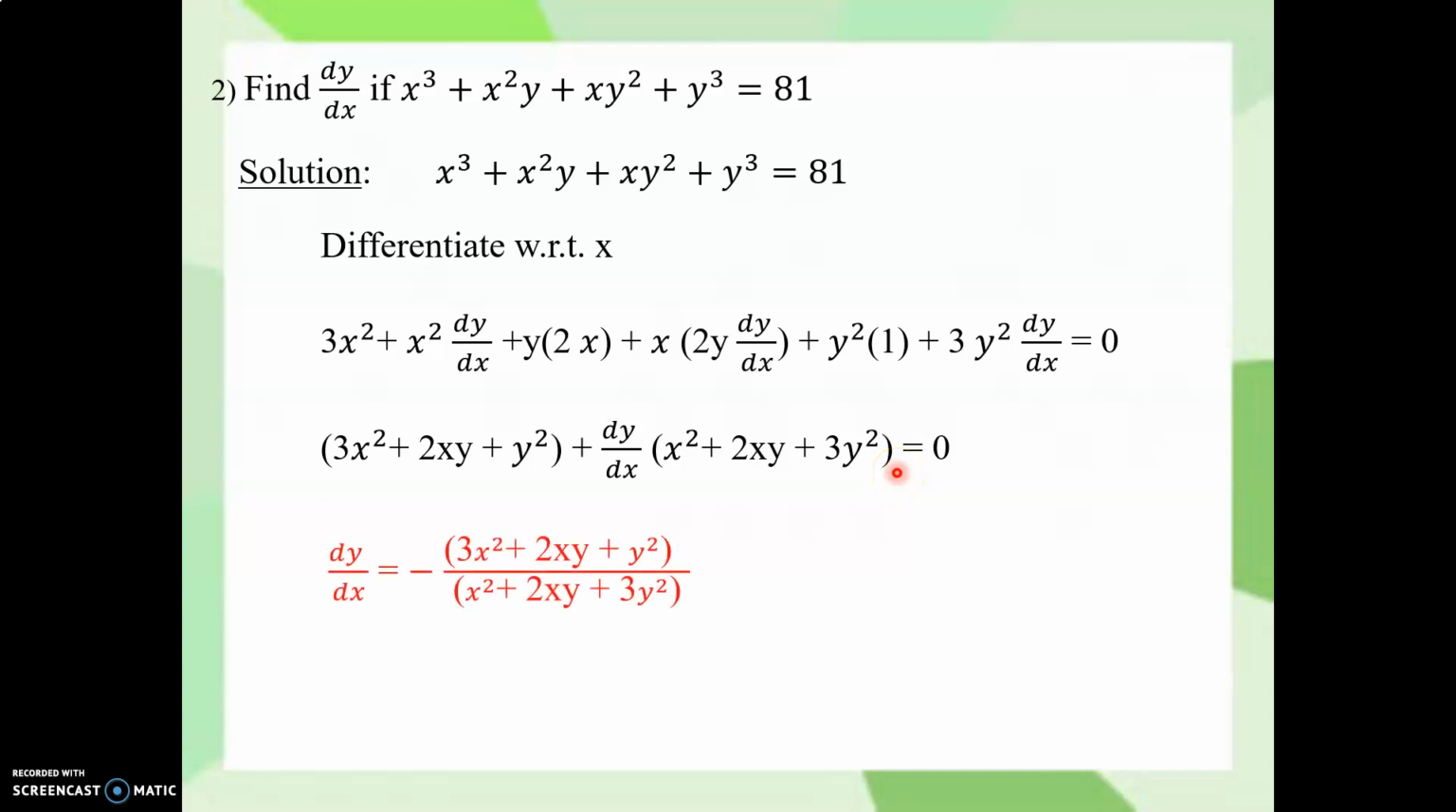Now we will keep this derivative term to the left hand side and this term we will take to the right hand side. So if you are taking this term to the right hand side, it will become minus of 3x square plus 2xy plus y square and cross multiplying this value. So you will get x square plus 2xy plus 3y square. So this is the final answer for this question.